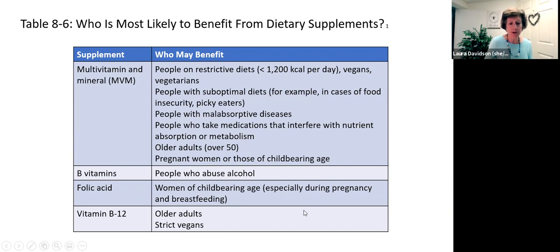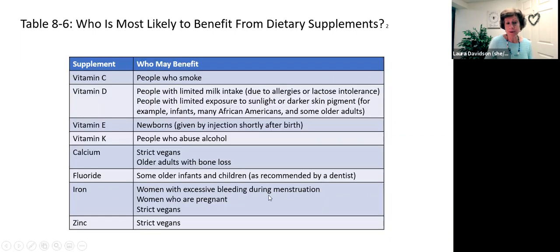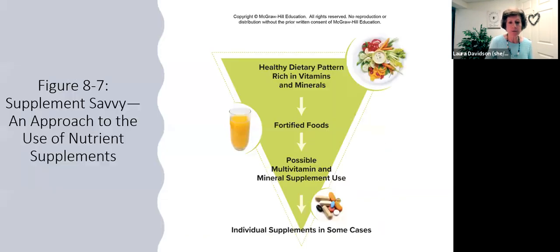And as far as B12, again, we saw older adults and strict vegans as well. And the list goes on. Vitamin C for people who smoke, vitamin D if you don't consume milk or don't get much sunlight, vitamin E for newborns, vitamin K for people who abuse alcohol. So we can't make the blanket statement, supplements are bad, no one should take supplements. That's just not true. We can say, let's start with diet, see how closely we can get to those recommendations, and then move on from there.